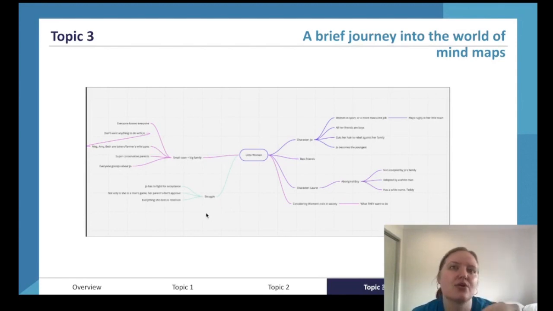And then this idea of struggle, which was a key theme from the original text, and how was I going to develop that? So this idea that Jo has to fight for acceptance. Not only is she in a man's game, but her parents don't approve, her own loved ones, her own family don't approve, and this idea that everything she does is some sort of rebellion.